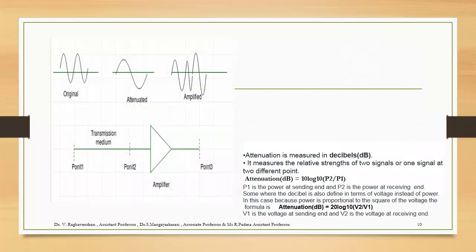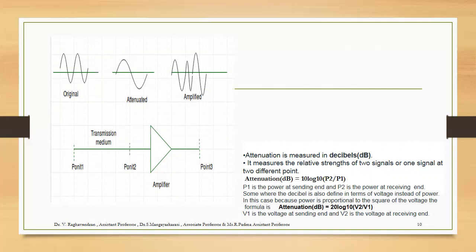So this is the example of attenuation. The first one is the original signal, that is the analog wave. That original signal can be attenuated, which is represented in the second diagram. Using an amplifier here, the attenuated signal is converted back into a normal signal, that is the amplified output.